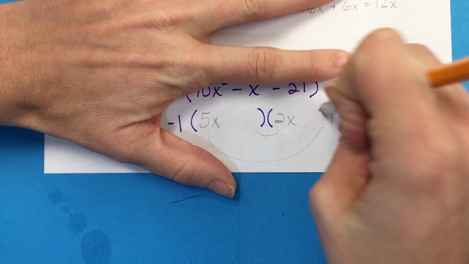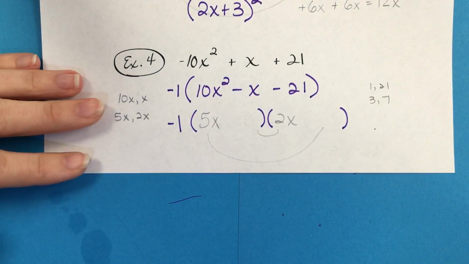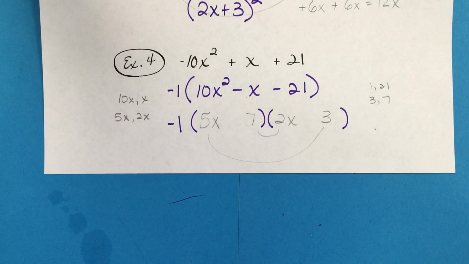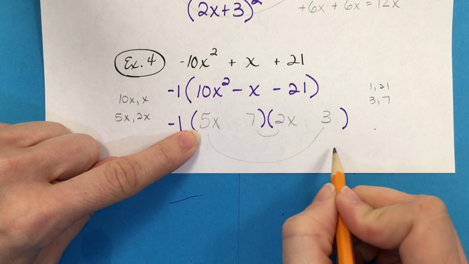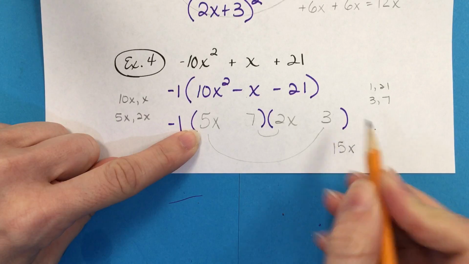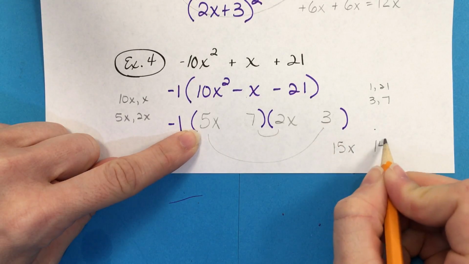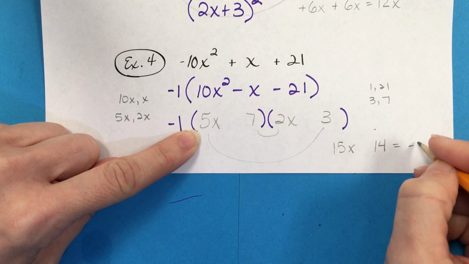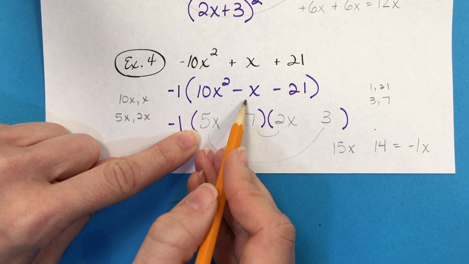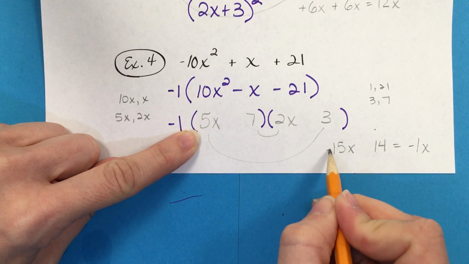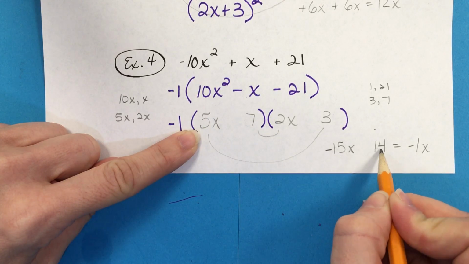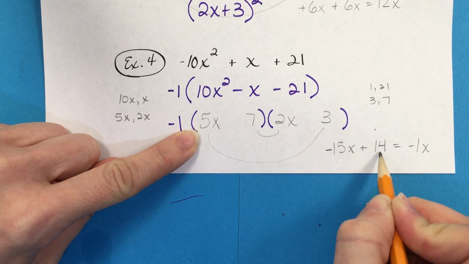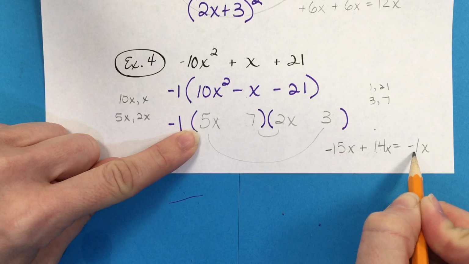So maybe I just need to switch the 3 and the 7. Let's put the 7 here and put the 3 here. So now when I multiply the outsides, I get 15. The insides, I get 14. Now this seems promising. I'm trying to get a -1x for my middle term. That means the 15 is going to need to be negative. The 14 is going to need to stay positive. So when you add a -15 and a 14, you do get a -1.